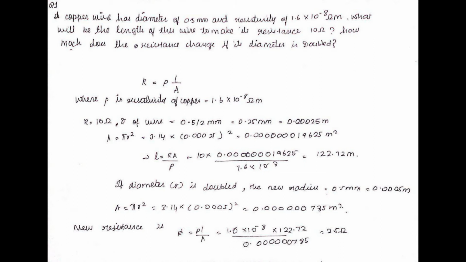If the diameter is doubled, the new radius is 0.5 millimeter, which is nothing but 0.0005 meter. So the area of circle is again pi r square. So multiplying this by 3.14 into 0.0005 the whole squared, which gives us the answer 0.00000785 meter square. So the new resistance is R is equal to rho into L by A. Substituting the value, we get the answer as 25 ohms. The new resistance of the wire will be 25 ohms.